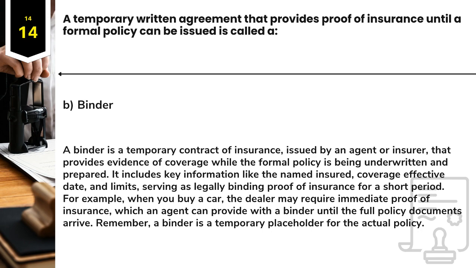Answer: B. Binder. A binder is a temporary contract of insurance, issued by an agent or insurer, that provides evidence of coverage while the formal policy is being underwritten and prepared. It includes key information like the named insured, coverage effective date, and limits, serving as legally binding proof of insurance for a short period. For example, when you buy a car, the dealer may require immediate proof of insurance, which an agent can provide with a binder until the full policy documents arrive. Remember, a binder is a temporary placeholder for the actual policy.